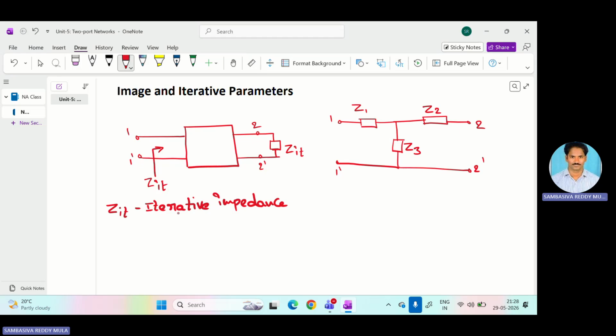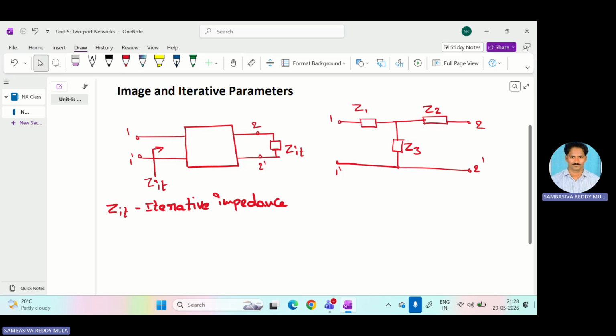So this ZIT represents iterative impedance. So this forms the line impedance. Line impedance means if you measure at the input, that is ZIT. If you measure at 2 dash also, that will be equal to the ZIT. So this forms the line impedance.